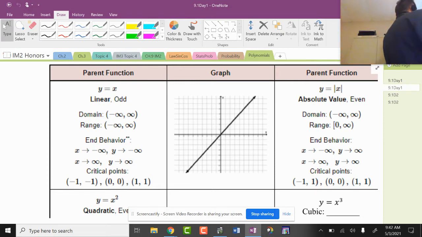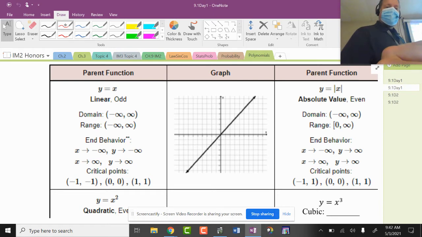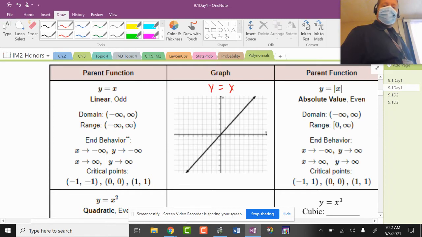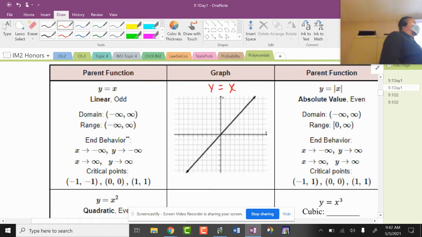Okay, so the first function here is just linear. This is really just y equals x, and that's what this is a picture of, because the slope is 1, right? Rise 1, run 1, rise 1, run 1. And the y-intercept is 0. So if you remember y equals mx plus b, this is y equals 1x plus 0, and b is the y-intercept.